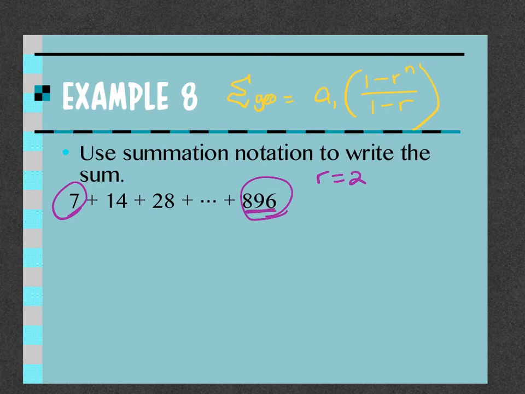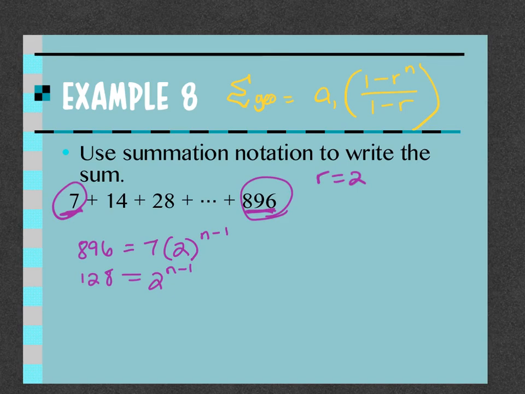So let's say this is the last term. Let's say this is the first term. Let's say r is 2, because I do know that, right? What I don't know is n minus 1. Does that make sense? So how do I do this? 896 divided by 7 is 128. Then what?